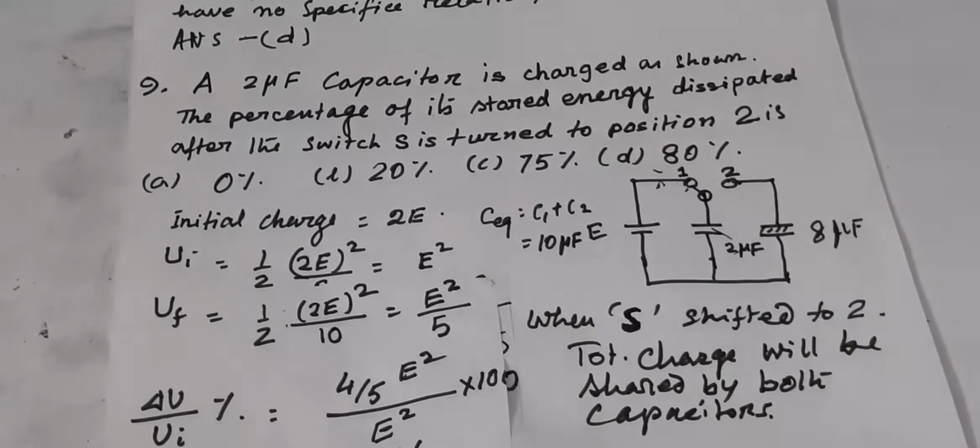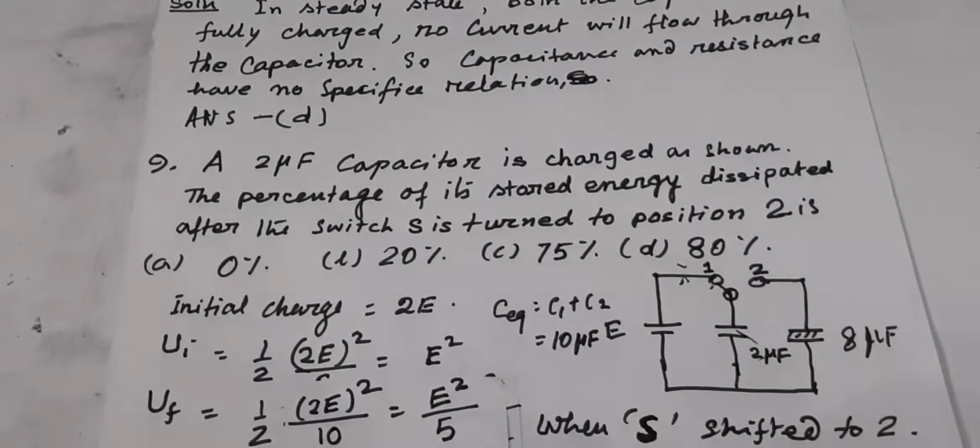Important point here: when the switch is shifted from position 1 to 2, you have to take care of the resultant equivalent capacitors. The two capacitors are there, they will become parallel. You have to add.